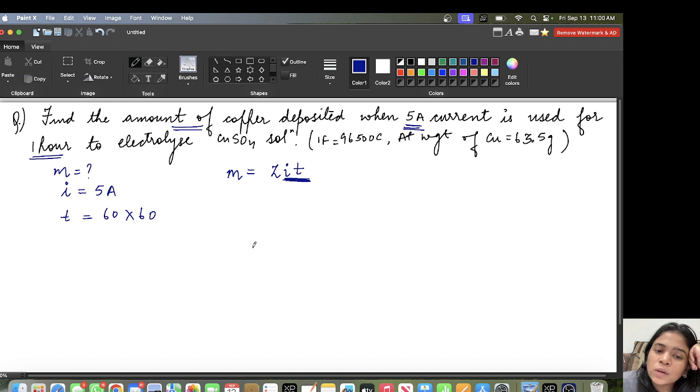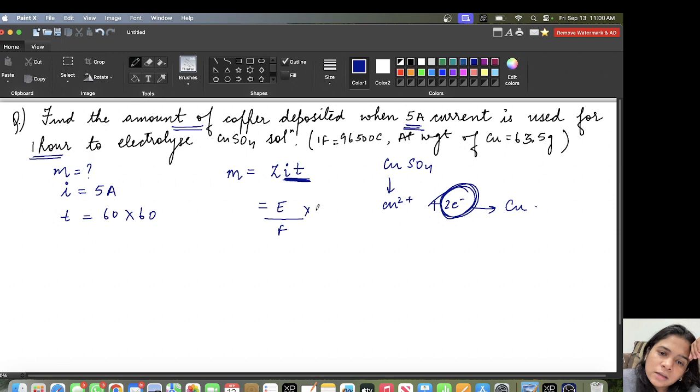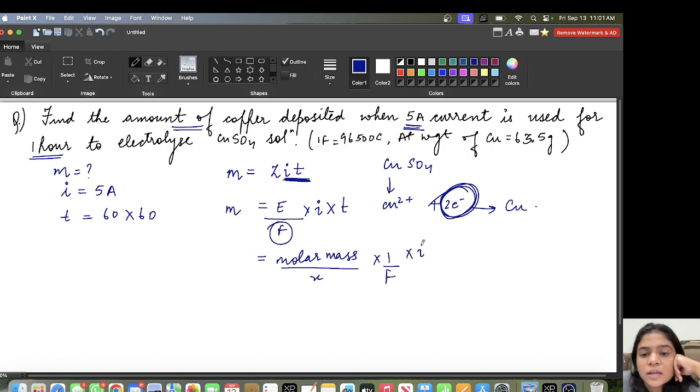What is Z? Equivalent weight by Faraday, right? 1 Faraday. And how will you write this CuSO4? In CuSO4, your copper exists as Cu2+ ions, correct? So here your Cu2+ ions will act like 2 electrons. 2 electrons are there in the X. So Z you will write it as E by F into IT. And your equivalent weight is molar mass divided by X. Molar mass divided by X into 1 by F. F was remaining here, that's why into I into T.